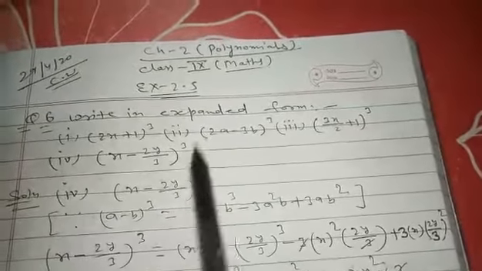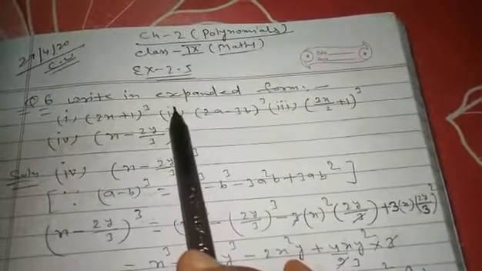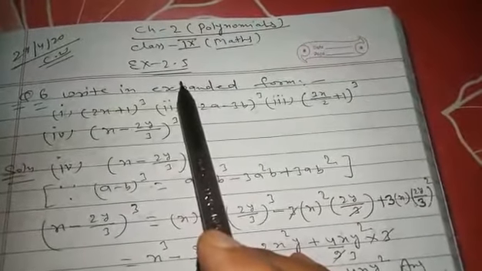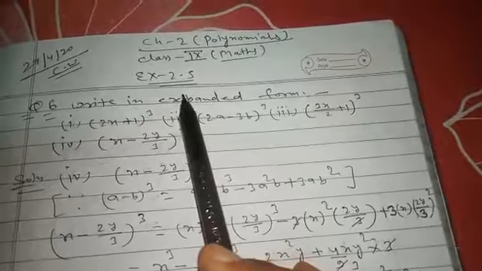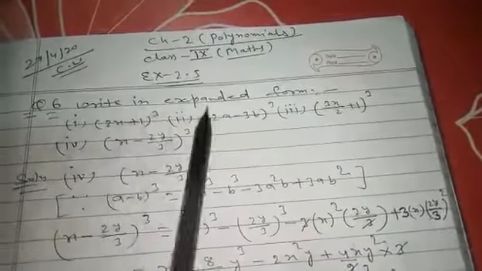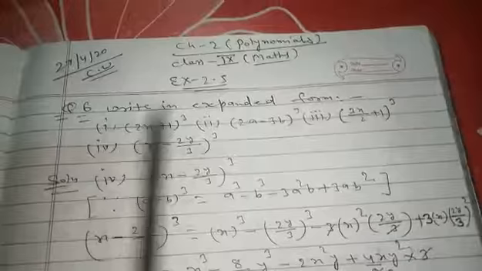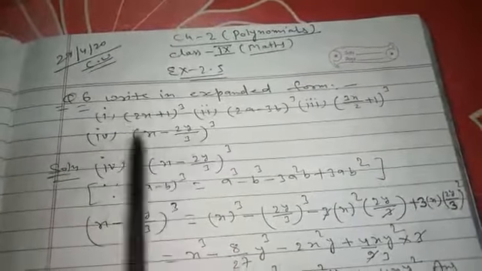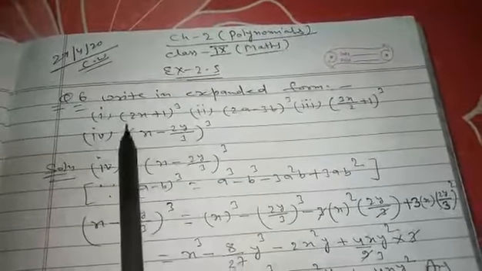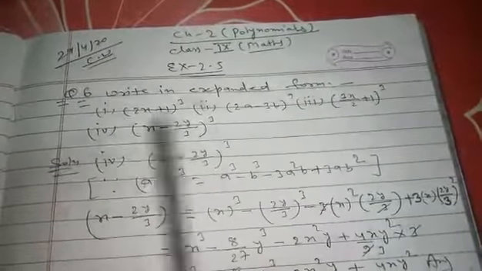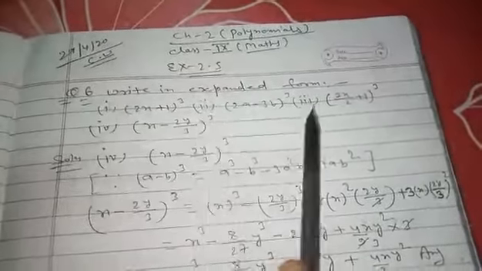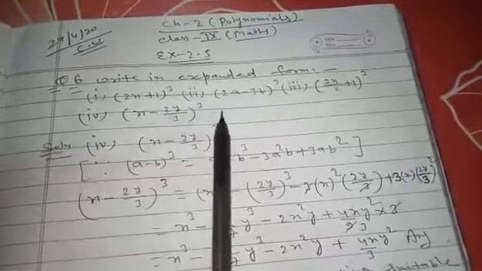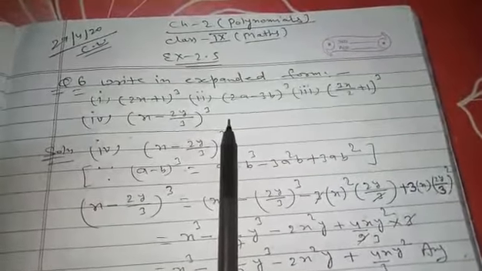Good morning, students. Today we explain some questions based on the identities. That is, you see question 6 of exercise 2.5. This question is based on the identities (x plus y) whole cube and (x minus y) whole cube. It has 1, 2, 3 and 4 questions. One question I solve and the rest you will solve yourself.